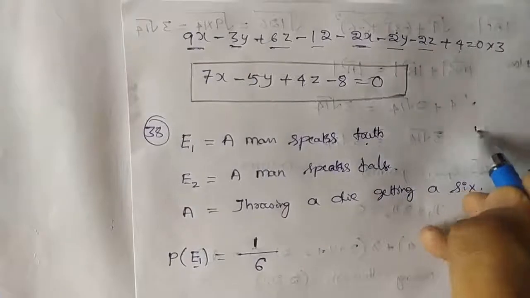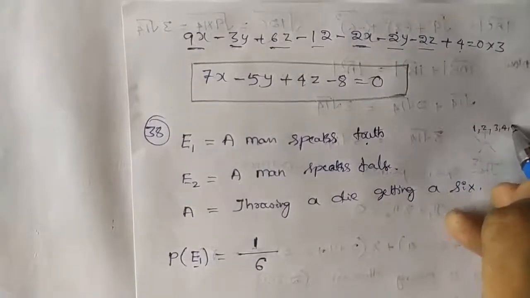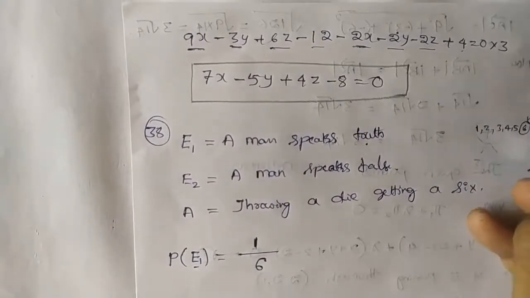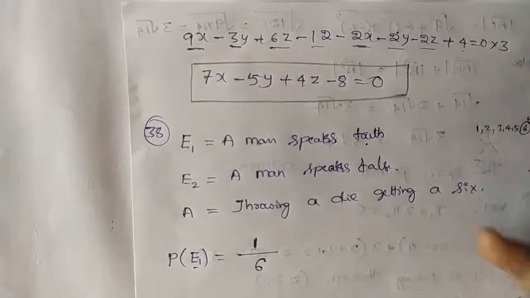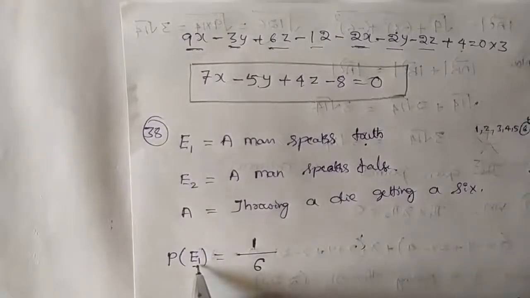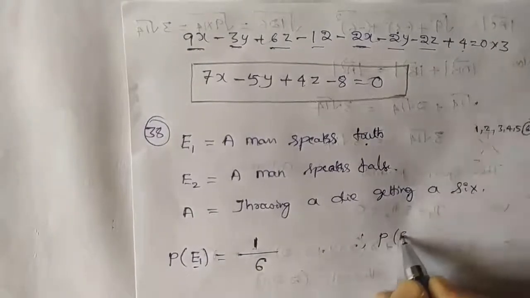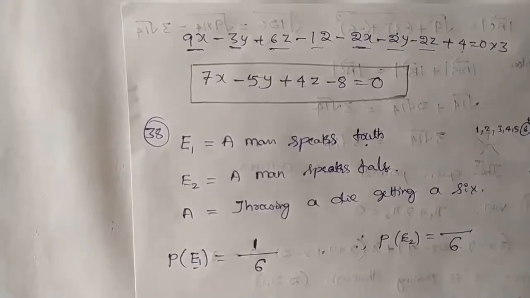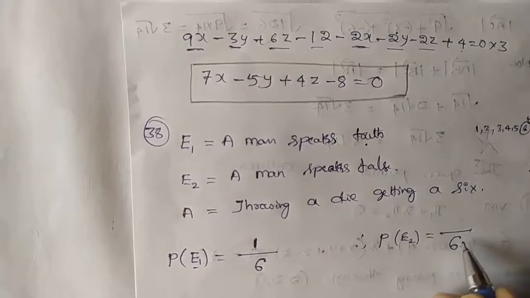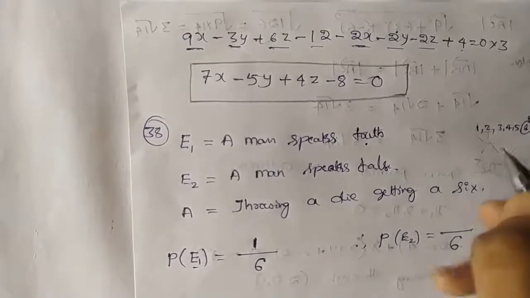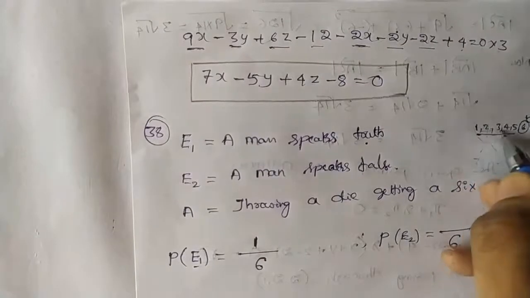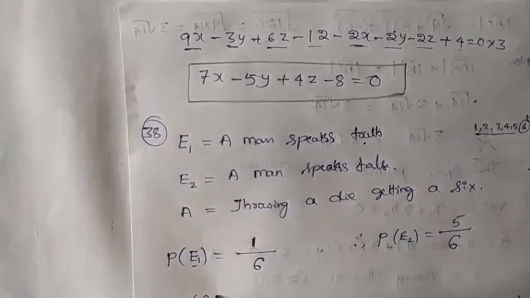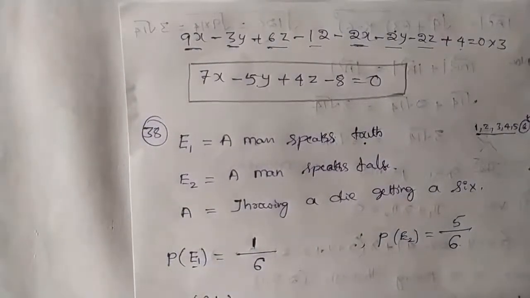We know that if we throw a die, 1 2 3 4 5 6 is the sample space. Getting a 6, what are the possibilities? Only one possibility, that is 1 by 6. E1 is nothing but truth. E2 is false. If we throw a die once, possibilities will be 6. Out of these, how many are false things? 1 2 3 4 5. So 5 by 6.